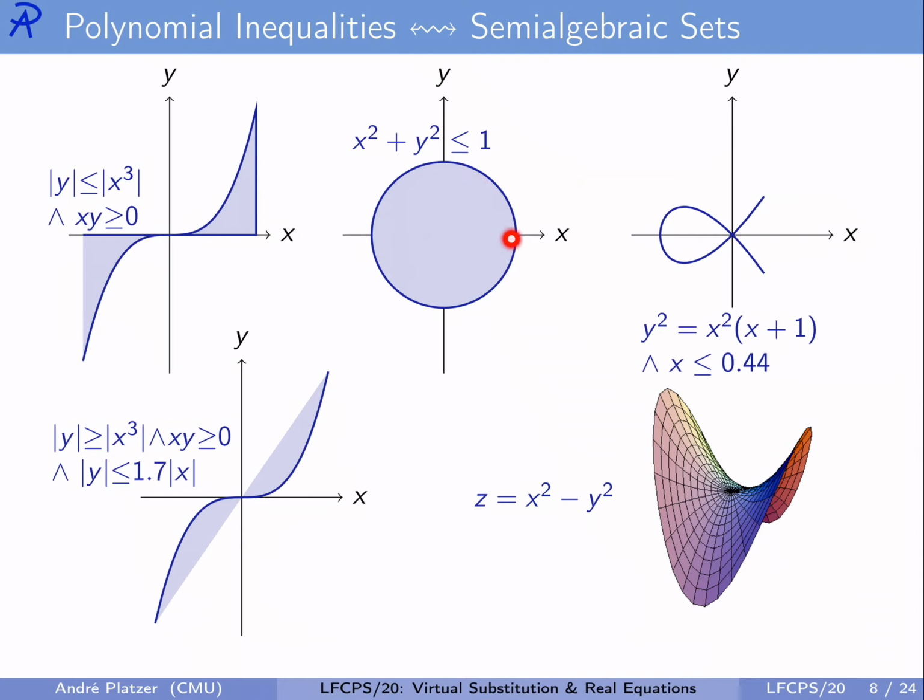Here you've got the solid disk, the set of all points where x squared plus y squared is less or equal to 1, so including the circle, but also any point in between. Here's the set of all points where y squared is x squared times x plus 1, and x is at most 0.44. That's this region, but not over here, for example, anymore. This blue region corresponding to that. So, in other words, polynomial inequalities, which are logical, correspond geometrically to what are called semialgebraic sets. It's their finite unions and intersections of these single polynomial inequalities, for example.